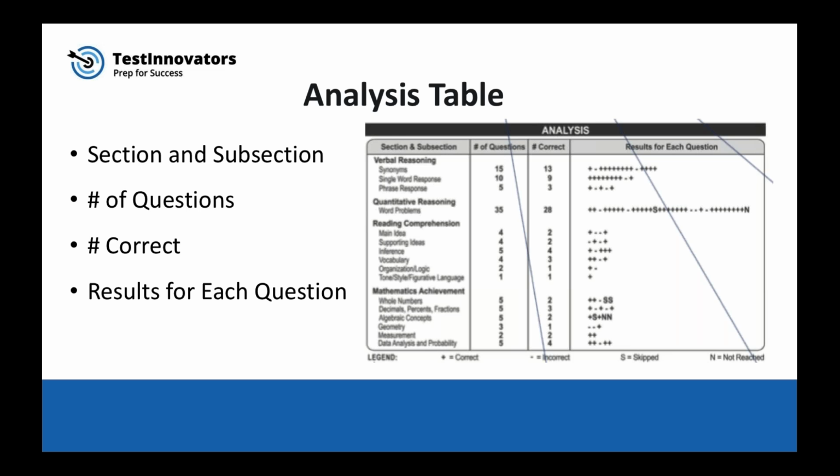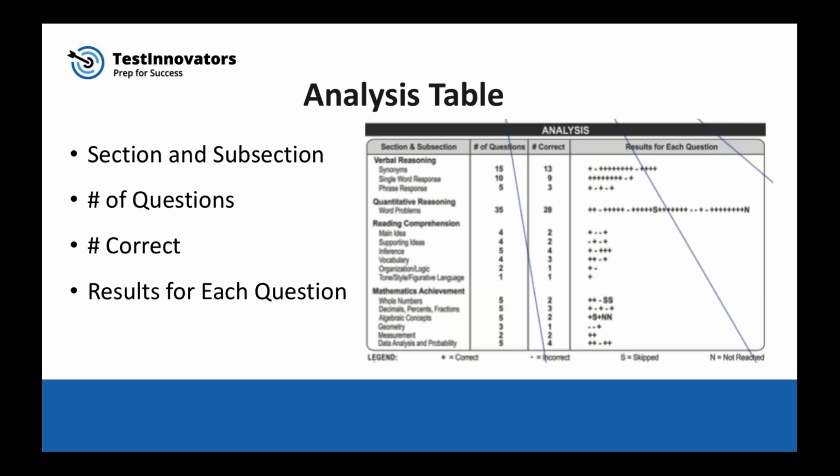So in the section and subsection, first of all, you can see, of course, the section itself: verbal reasoning, quantitative reasoning, reading comprehension, math achievement. Then below each section, the types of questions that come underneath that section. So for verbal reasoning, they break it down into synonyms, for this particular exam, single word response and phrase response; quantitative reasoning, word problems. Reading comprehension is broken down into the 6 types of reading comprehension questions, and then math achievement is broken down into the 6 types of math achievement questions.